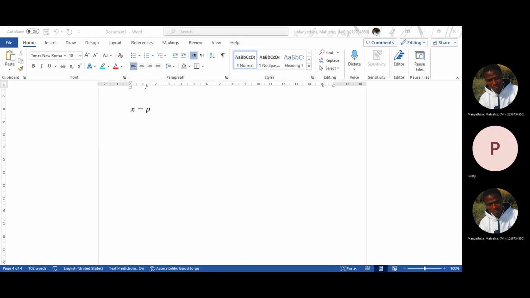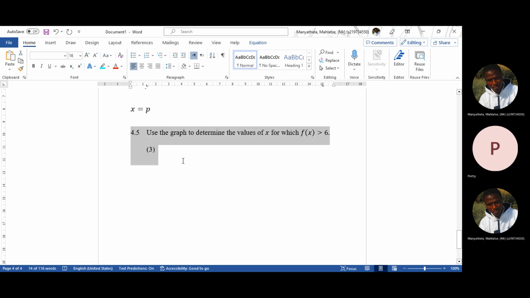What's the next question? We were on 4.3. Now we're going to reuse working. Sketch the graph of f. Use the graph to determine the values of x for which f of x is greater than 6.